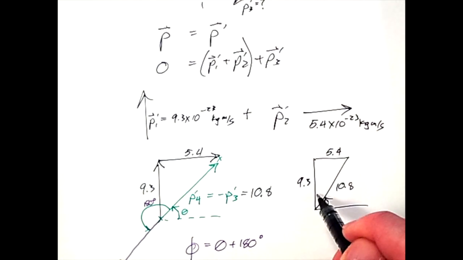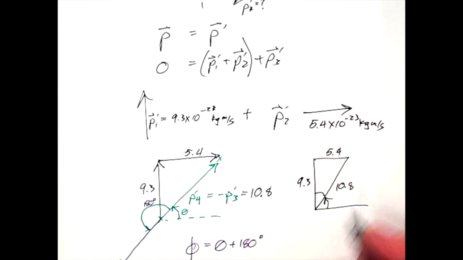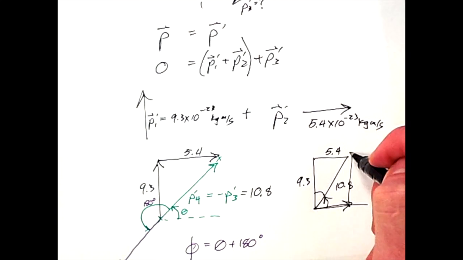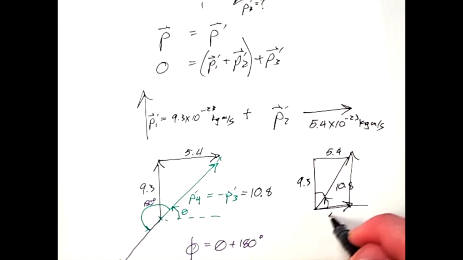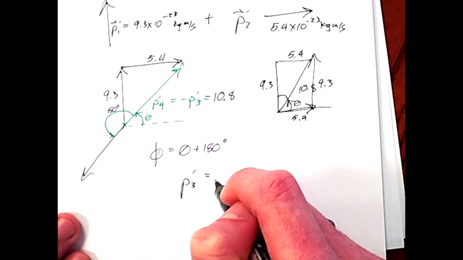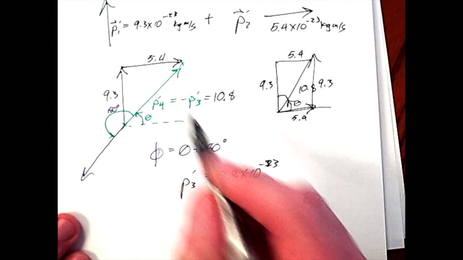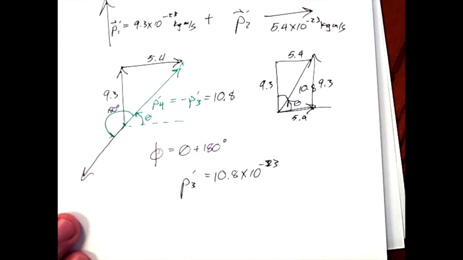Then I can find the angle here by either finding this angle and then taking 90 minus it, or I can do sine, cosine, tangent, where I rebuild this triangle by saying it backwards. To the right and up builds the same triangle where this is 5.4, this is 9.3, and my answer is still 10.8. That allows me to find theta inside here, which I have as 60 degrees. My final answer is P3 prime is 10.8 times 10 to the negative 23. I just kept the negative 23s off when I did the math over here.